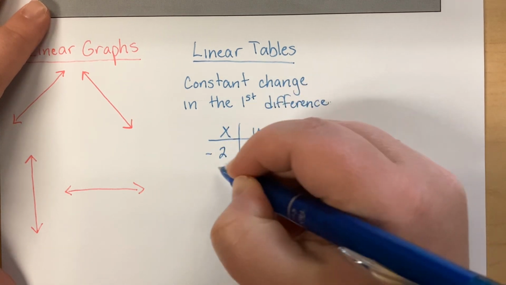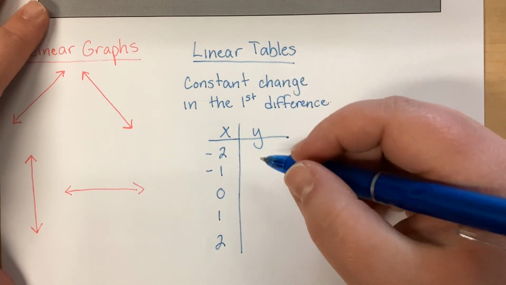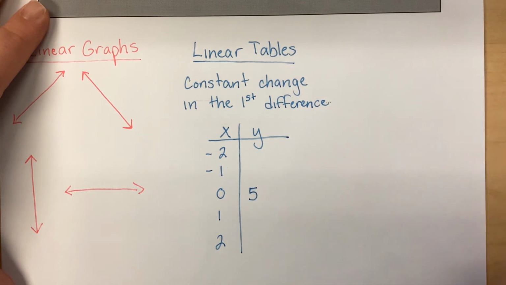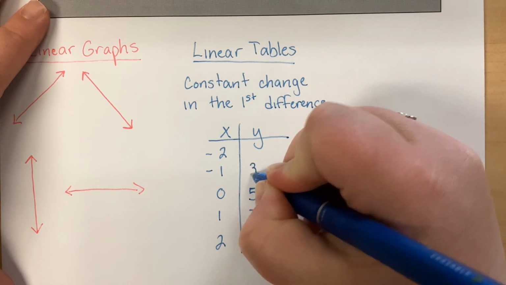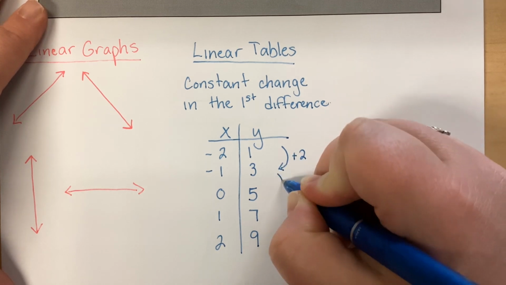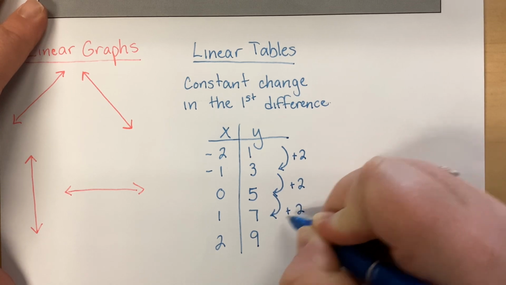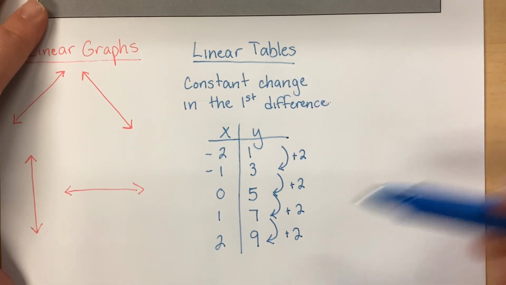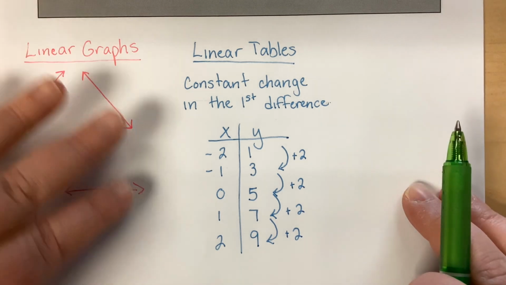So let me make up a table here. Let's say that my y-intercept is at 5 and my constant difference is 2. So that means it would go 7, 9, and in the reverse order would be 3, 1. So in the first difference, we see here that the y value is increasing by 2 for every 1 increase in the x value. So this is the first difference when it occurs right away, okay? And we'll see more of that here when we talk about quadratics.